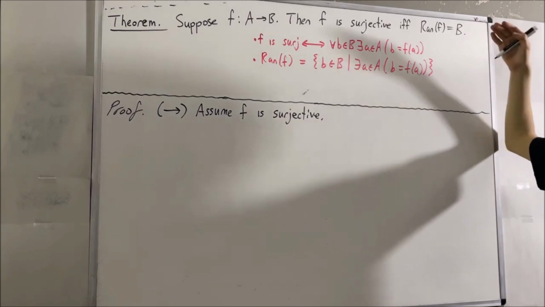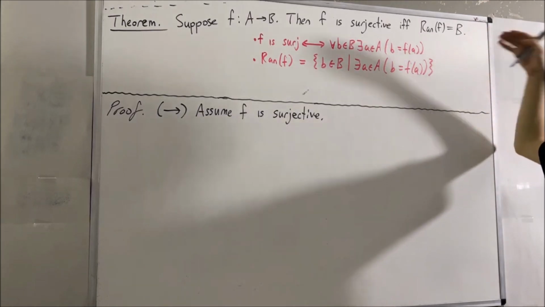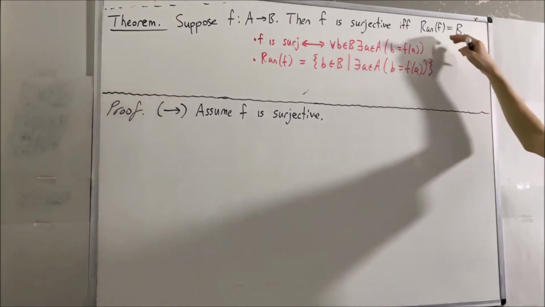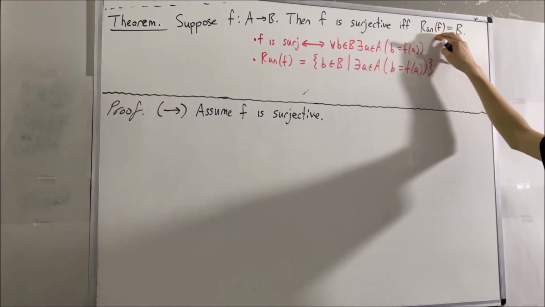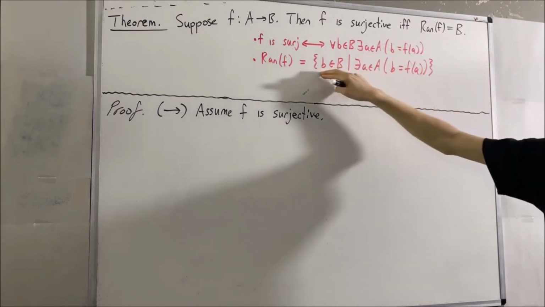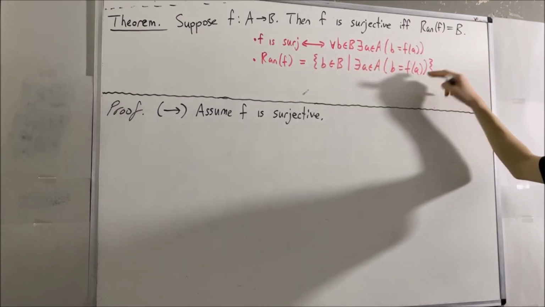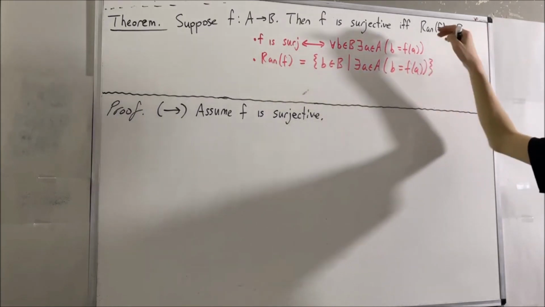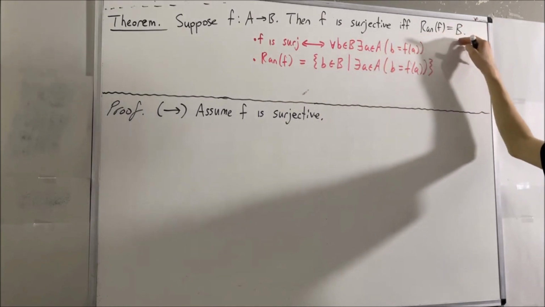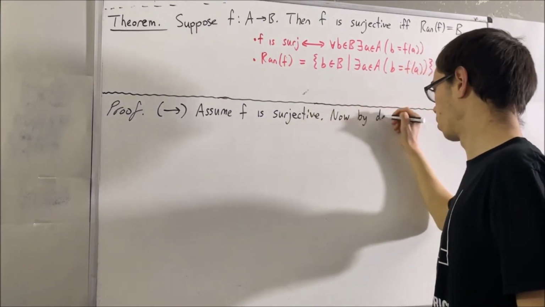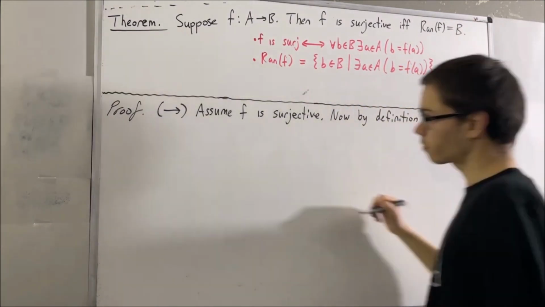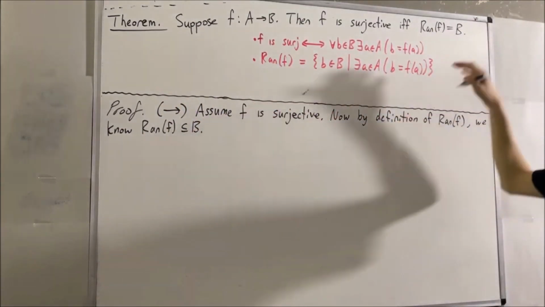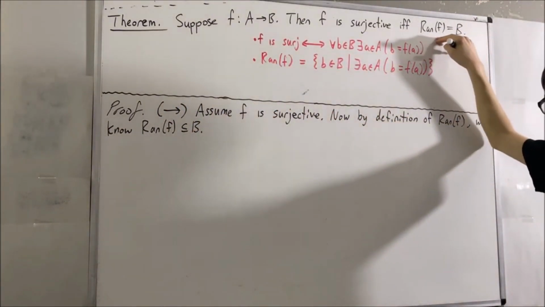Now, by definition of range, it immediately follows that the range of f is a subset of B. Because if you consider any element in the range of f, then that element is an element of this set, which means it's an element of B. So yeah, by definition, the range of f is a subset of B. So now, all we've got to do is show that B is a subset of the range of f.